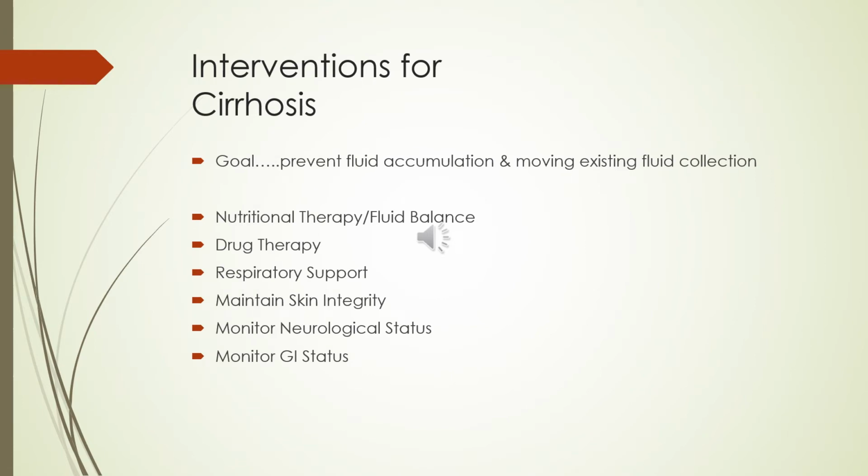So our goal for a patient with cirrhosis is to prevent fluid accumulation and remove existing fluid collection. Some of the ways that we can do that would be through nutritional therapy and fluid balance. Our patient should be put on a low sodium diet, 1 to 2 gram restriction, avoiding all table salt, making sure that we encourage alternating flavored additives to make foods taste better.